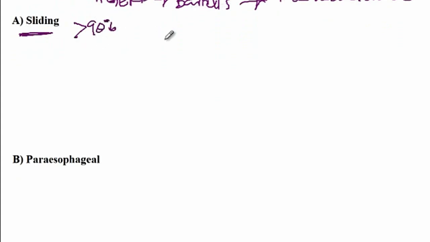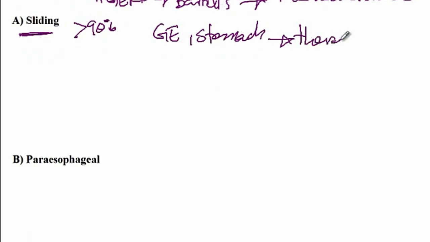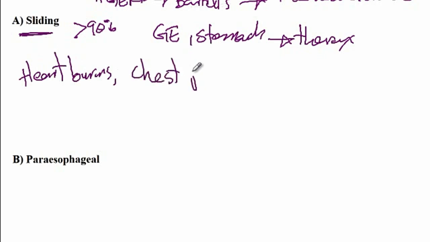of esophageal hernia. The gastroesophageal junction and a portion of the stomach in these patients has herniated into the thorax through the esophageal hiatus. And so presentations of these patients include heartburn, chest pain, as well as Barrett's esophagus, which increases the risk of adenocarcinoma.